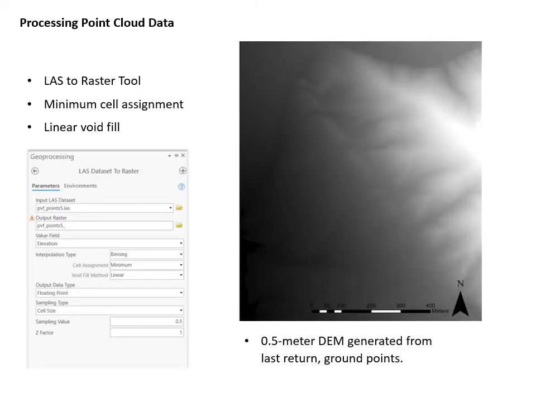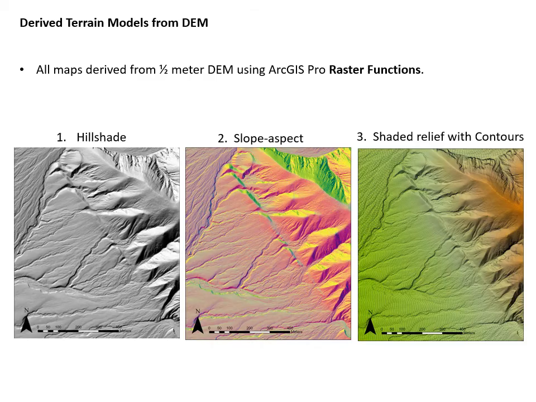Next, I generated a half-meter resolution digital elevation model using those last return ground points. Multiple terrain models were derived from this DEM to aid in identifying and placing fault traces, including a hillshade, a slope aspect, shaded relief map, and a 1-meter contour map.